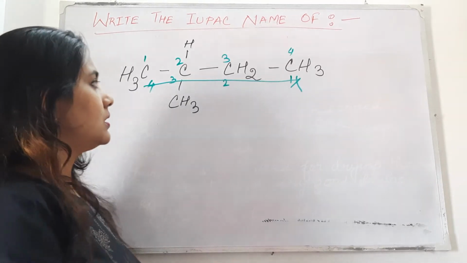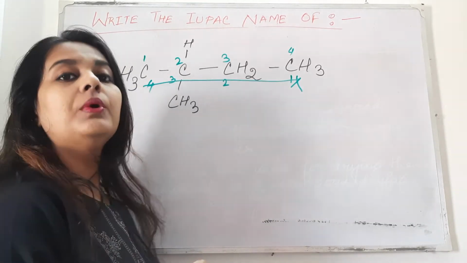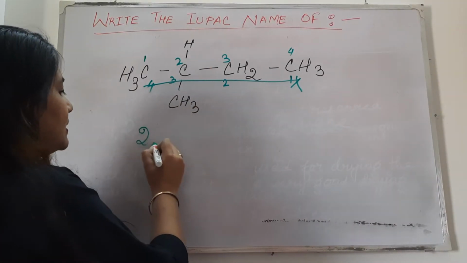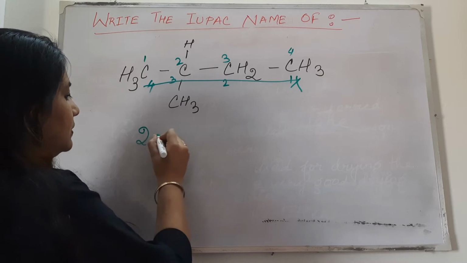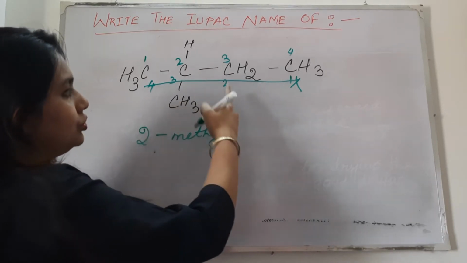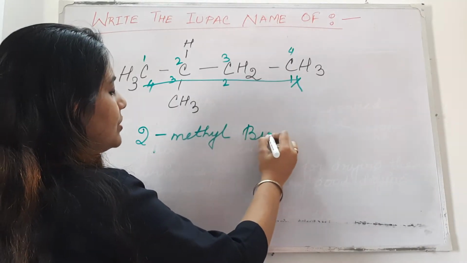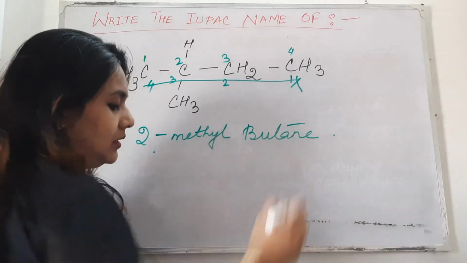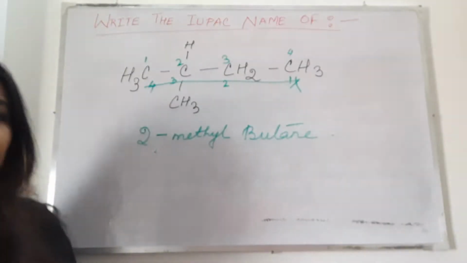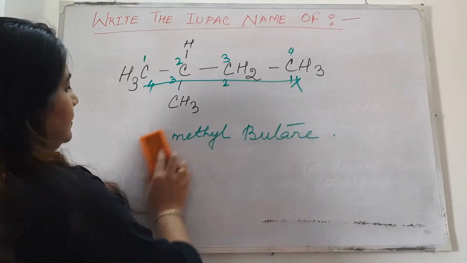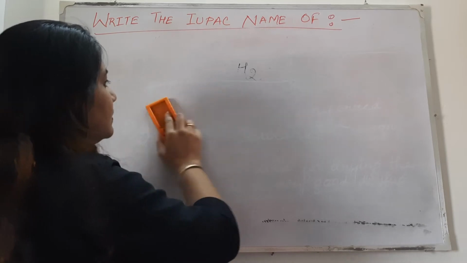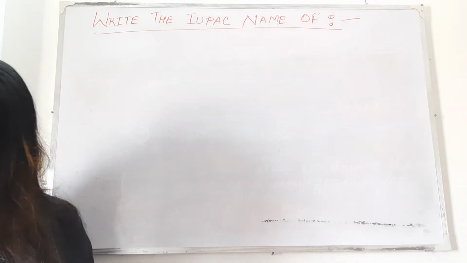Why? Because the alkyl group must get the lowest number. So the name is 2-methylbutane. Okay? Let us take one example.